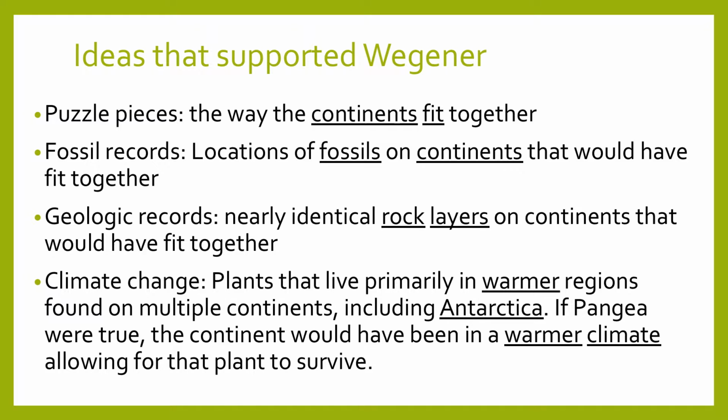The last one is tropical plants found in the Arctic. Plants that live primarily in warmer regions were found on multiple continents, including Antarctica. If Pangea were true, the continent would have been in a warmer climate, allowing for that plant to survive. And so they found this fossil evidence of tropical plants in places that are no longer tropical. And that's the fifth piece of evidence that Wegener had.